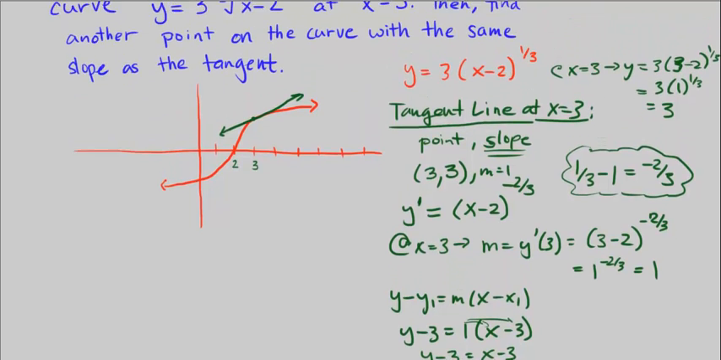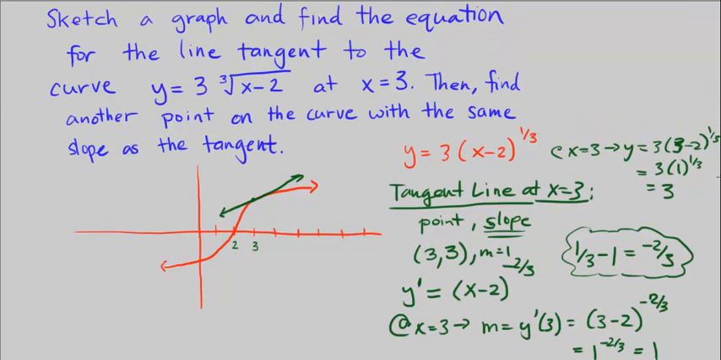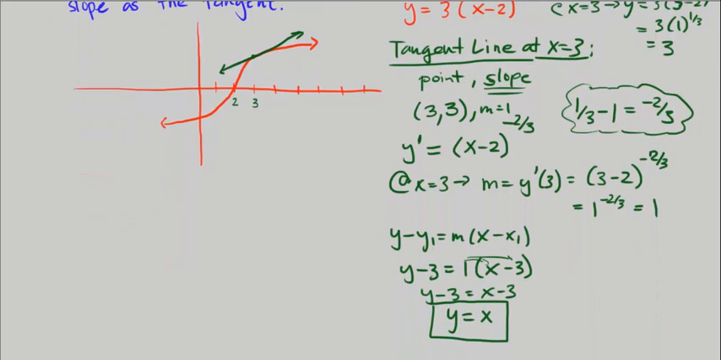All right, so we did the first part: find the equation for the tangent line at x equals 3. Then find another point on the curve with the same slope as the tangent. How can we do this? One way to do this algebraically is to know that here is our slope function.